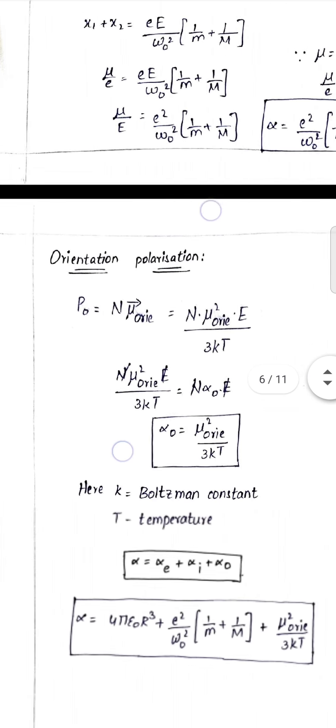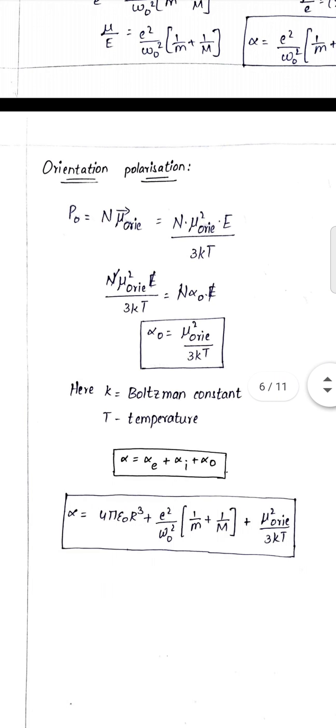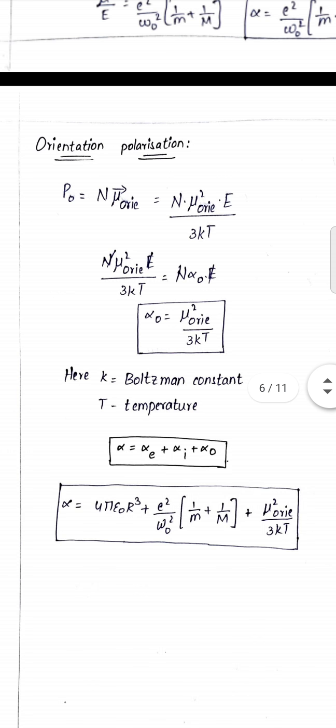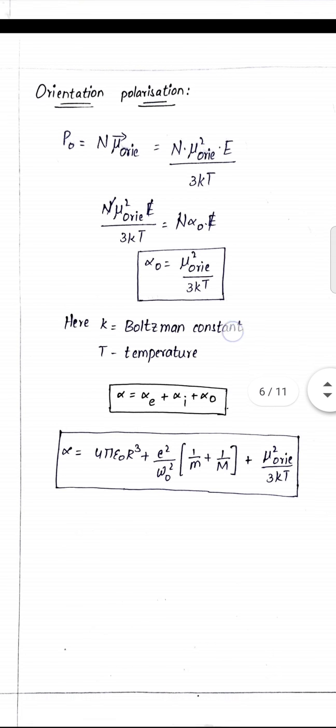Now next, let's see orientation polarization. Here orientation polarization is in the space. P orientation is equal to n into mu bar orientation. It is a constant and its value is n into mu square orientation into E by 3kT, where k is the Boltzmann constant and T is the absolute temperature. And by solving it, we get alpha orientation is equal to mu square orientation by 3kT.